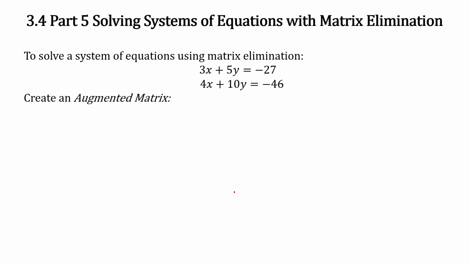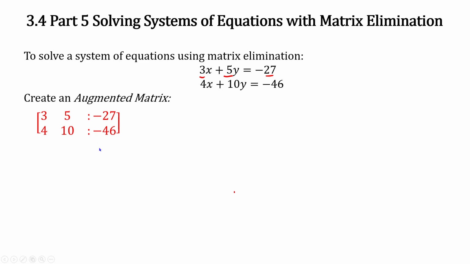So we're going to talk about solving systems of equations again, but this time with matrices, and this time with elimination. So the first thing you're going to do is take this and create what's called an augmented matrix. It sounds way fancier than it actually is. It just looks like that. So you've got 3, 5, 27, negative 27, 3, 5, negative 27, 4, 10, negative 46. This just kind of means that's the equal to part.